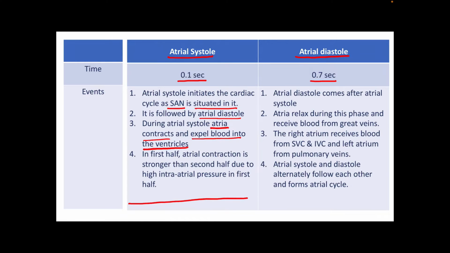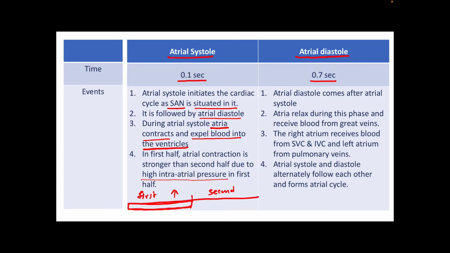Now if we will divide this atrial systole into two halves, that is the first half and the second half duration of the atrial systole. In the first half duration, the force of contraction of the cardiac muscles is more as compared to the second half. Why? Due to the increase or high intra-atrial pressure. So in the first half of the atrial systole, the intra-atrial pressure is high, so that's why the force of atrial contraction is stronger in the first half as compared to the second one.